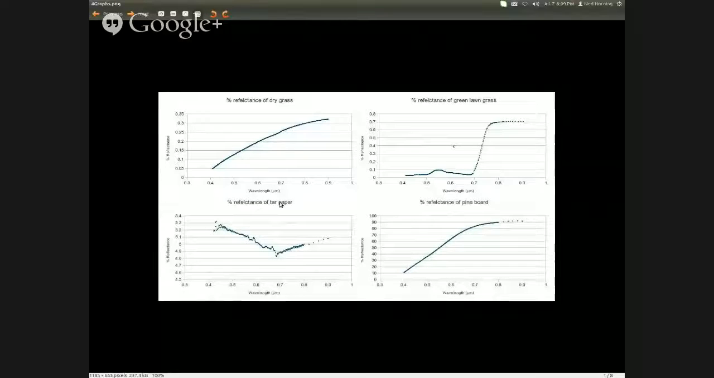This is tar paper, so it's very dark. The reflectance is fairly low, almost the same across the entire spectrum. It's around 5% from the blue all the way to the near-infrared.